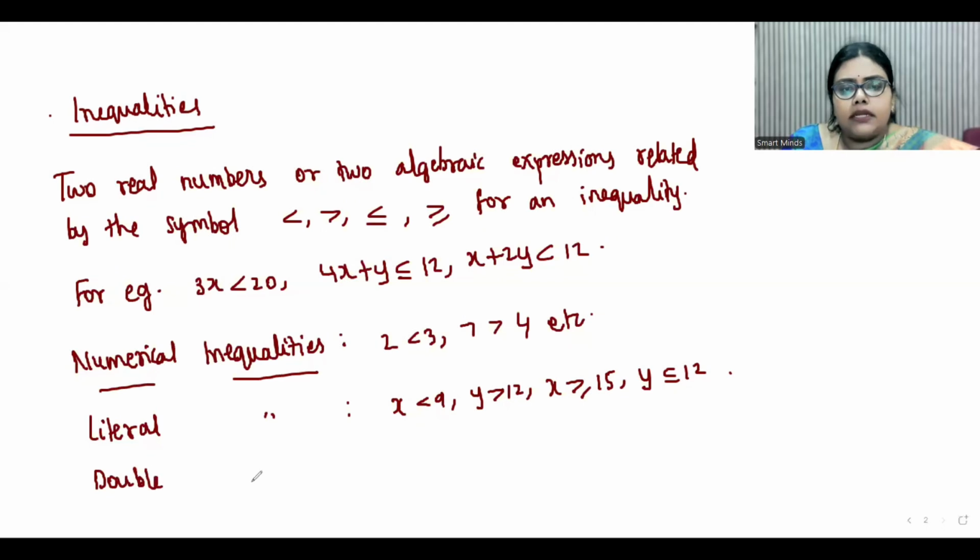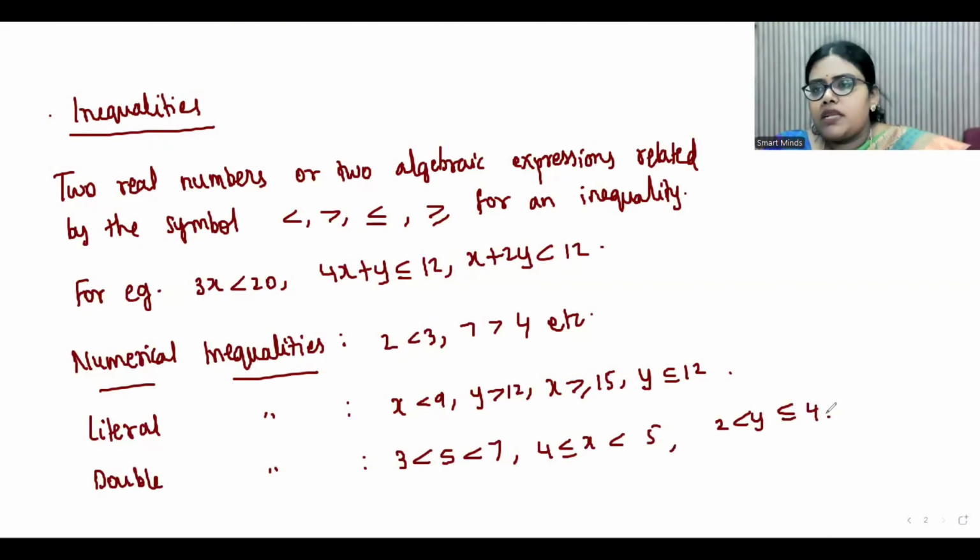Now, what is double inequality? Double inequality means, like 3 less than 5 less than 7, when you are comparing more than two quantities. That is double inequality. So 4 less than or equal to x less than 5 and 2 less than y less than or equal to 4. These are the examples of double inequalities.